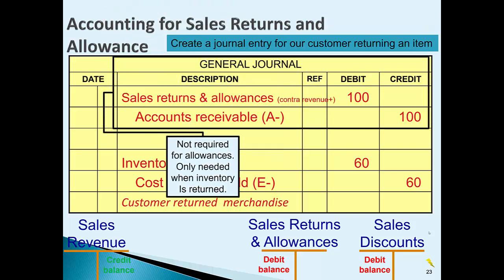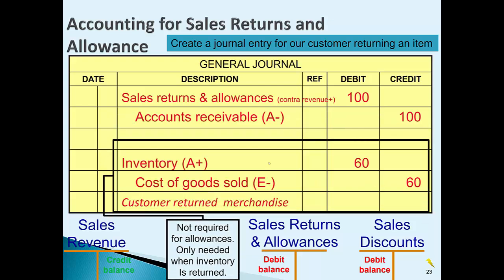Now, if we're going to give them an allowance instead of them returning it, then the second transaction where we're increasing our inventory because we have to put the item back on the shelf would not exist, if we're just giving them an allowance. In the case of giving them an allowance, we would increase the sales returns and allowance account, and then we would reduce their AR, showing them that they owe us $100 less.